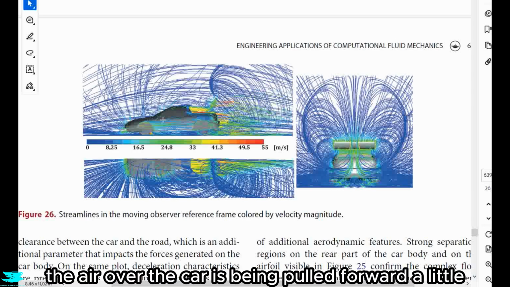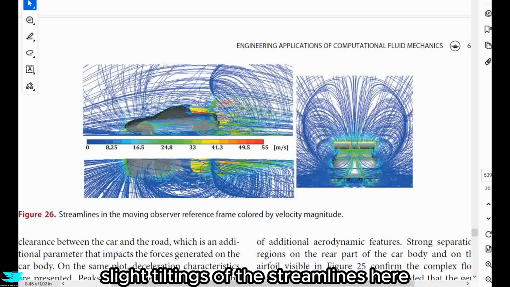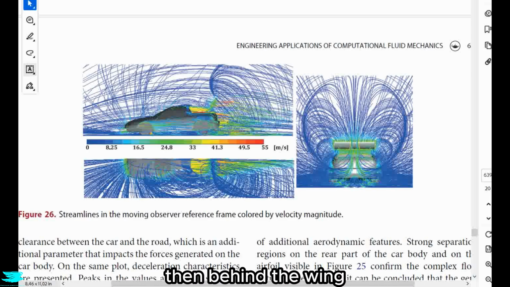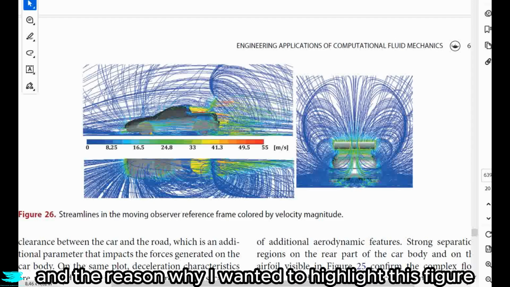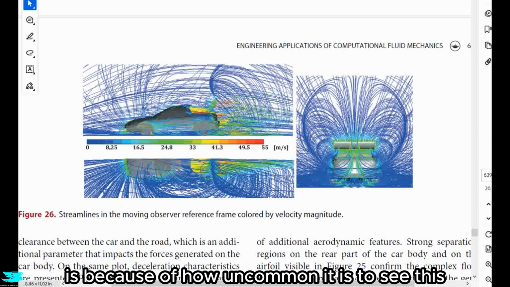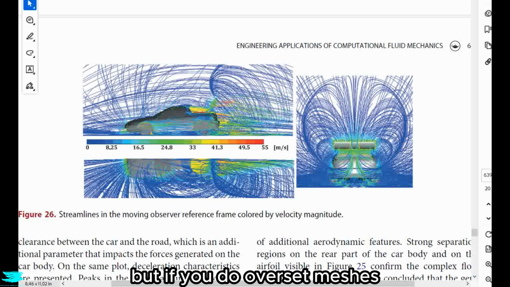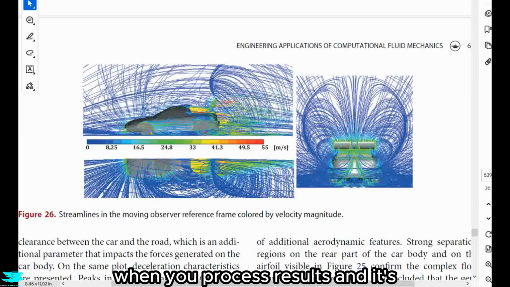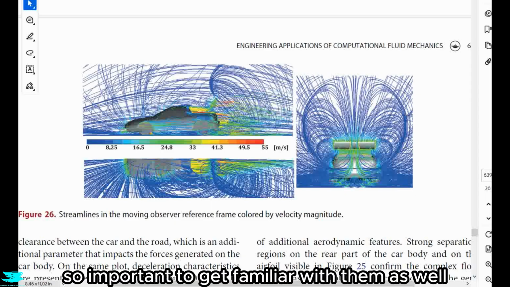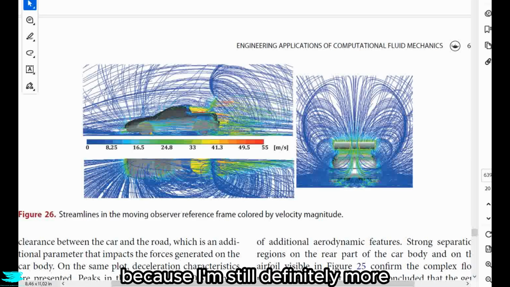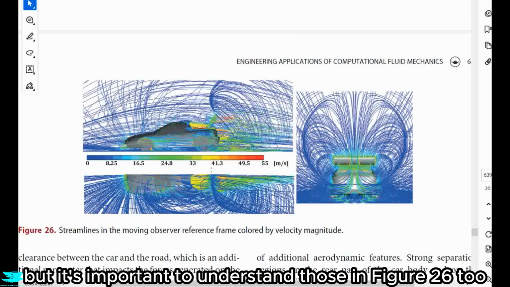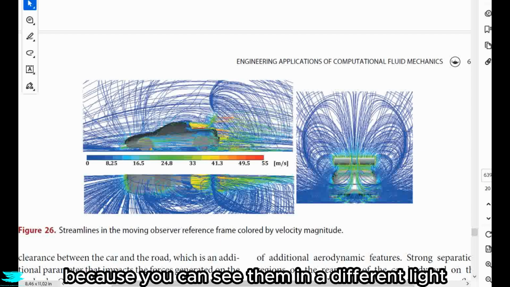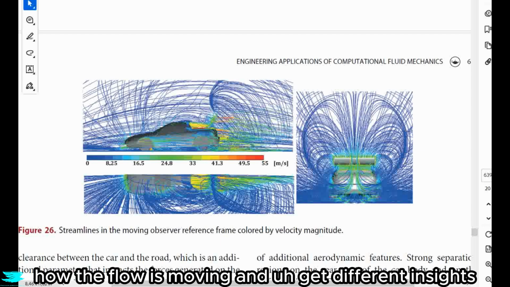The air over the car is being pulled forward a little, so you can see these slight tiltings of the streamlines here. Then behind, the wingtip vortices are just entraining almost all the air behind it. It's having a massive effect on the right here. And the reason why I wanted to highlight this figure is because of how uncommon it is to see this. But if you do overset meshes, then this is very common to see when you process your results. And it's so important to get familiar with them as well, because I'm still definitely more uncomfortable with figure 25, these streamlines here. But it's important to understand those in figure 26 too, because you can see them in a different light, how the flow is moving, and you get different insights.